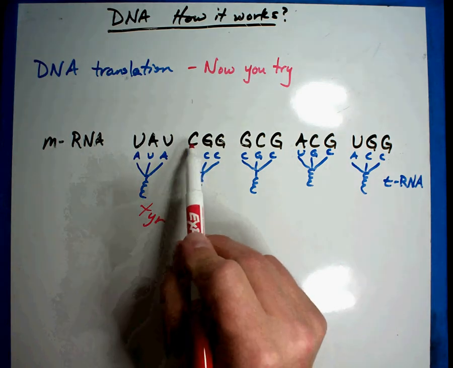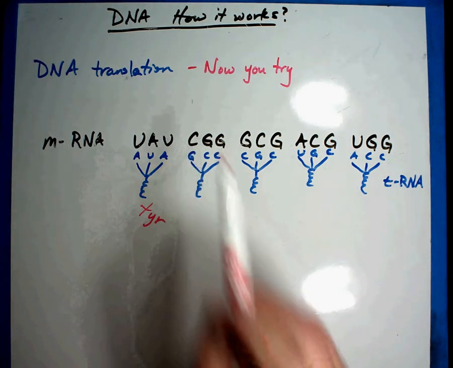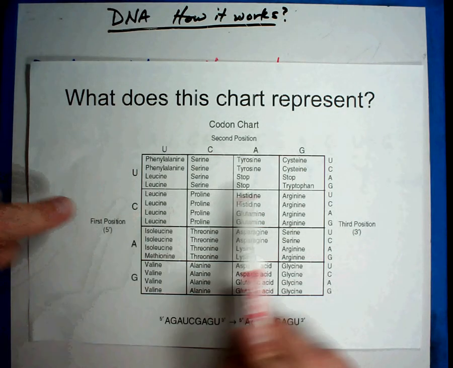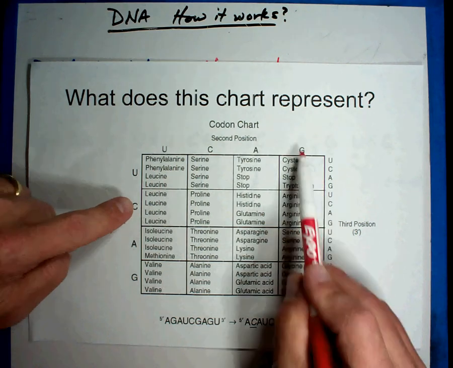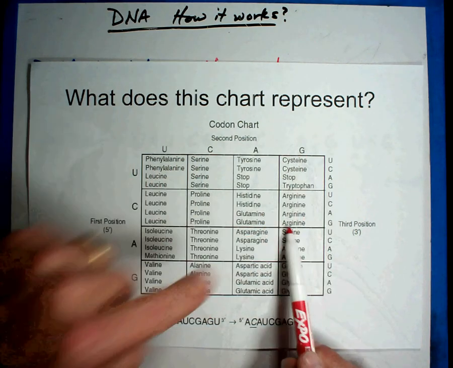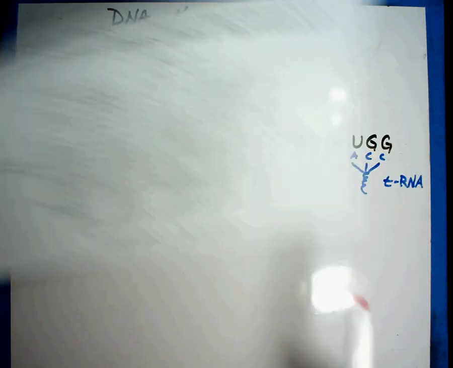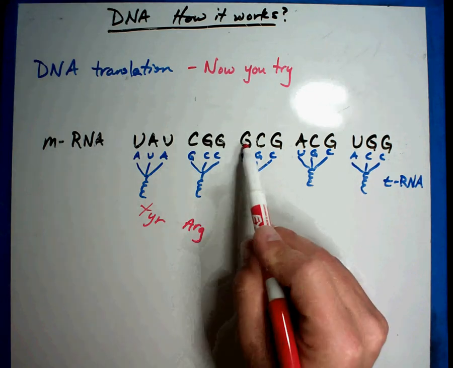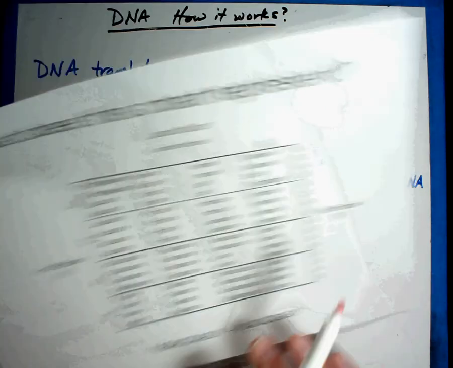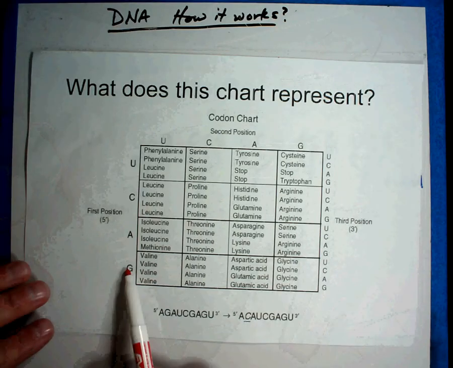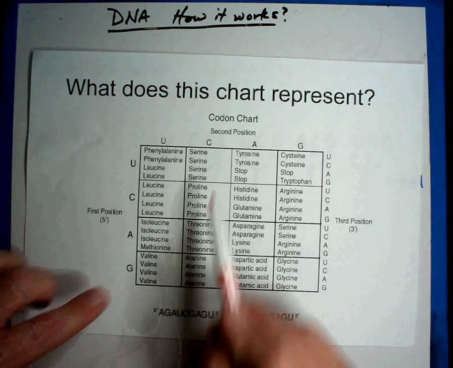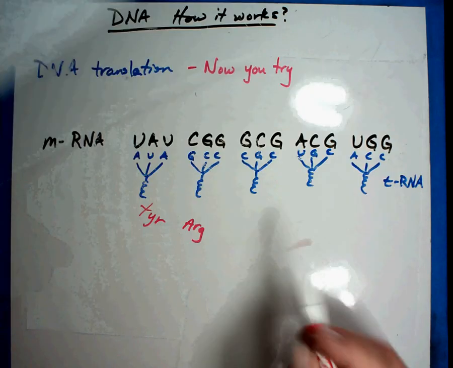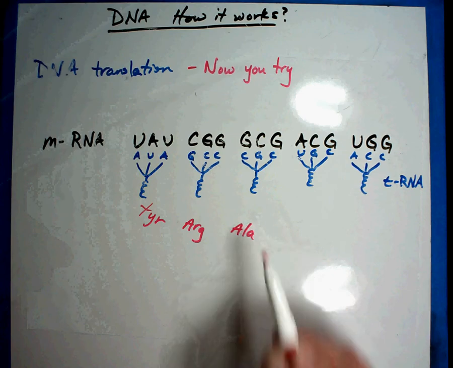Next one, C-G-G. C-G, and G is the bottom one in the box. C-G, bottom one, arginine is the next one. A-R-G. The next one is G-C-G. G-C-G, alanine. We'll just abbreviate that, A-L-A.